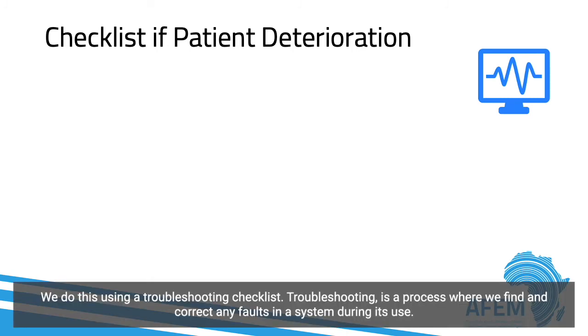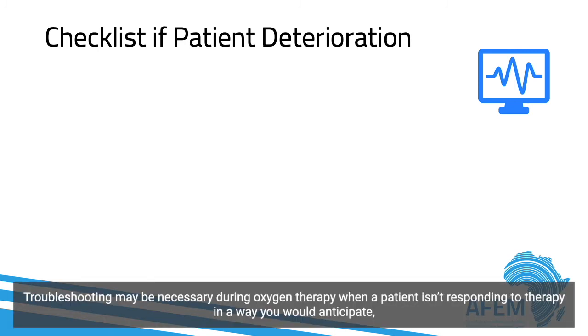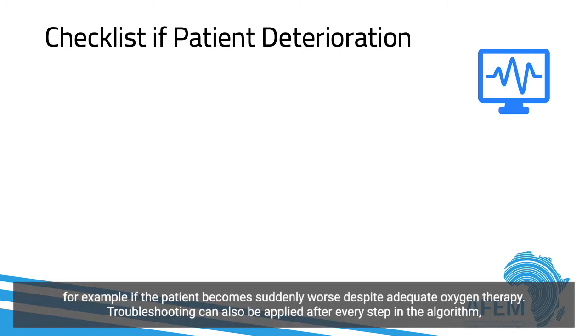We do this using a troubleshooting checklist. Troubleshooting is a process where we find and correct any faults in a system during its use. Troubleshooting may be necessary during oxygen therapy when a patient isn't responding to therapy in a way you would anticipate. For example, if the patient becomes suddenly worse despite adequate oxygen therapy.